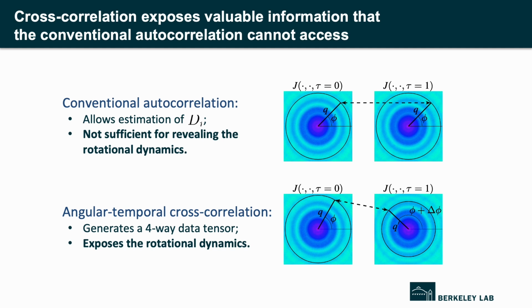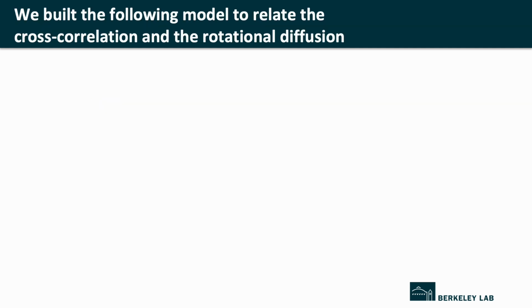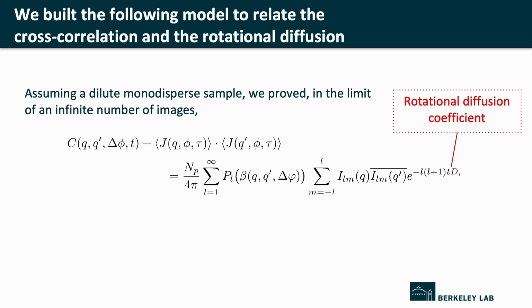But the next question is how exactly the rotational diffusion is related to the angular temporal cross correlation. So in order to answer this question, we build the following mathematical model to relate the cross correlation and the rotational diffusion. So first, let's assume a dilute monodisperse sample, which means the sample of interest has largely the same shape in the solution media or in the gas.